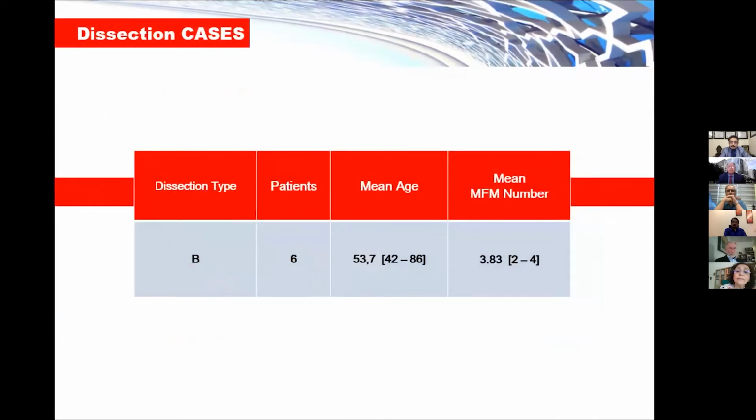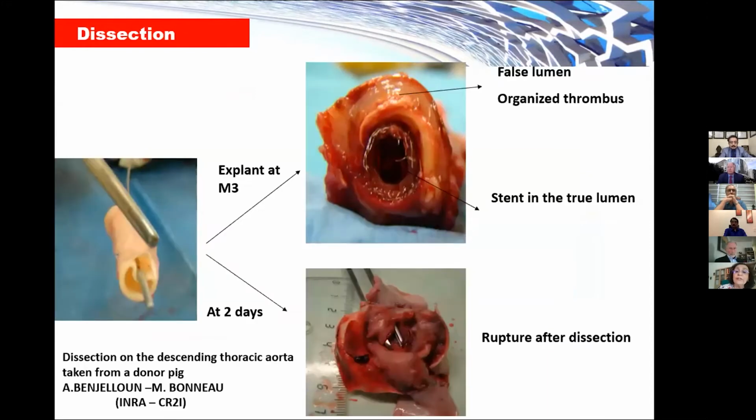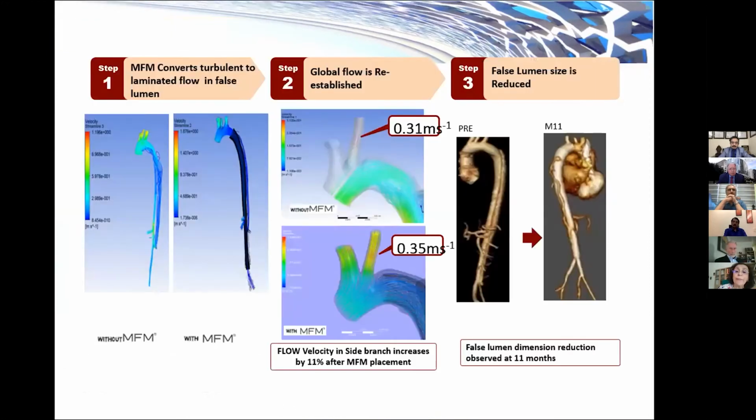We have also treated 6 type B dissections. Before, we created an animal model which ruptures at 2 days without treatment. And we see on the top the explant at 3 months with the stent in the true lumen and the false lumen completely thrombosed. The finite element analysis showed that the MFM converts turbulent to laminar flow in the false lumen, global flow is reestablished, and the false lumen size is reduced.